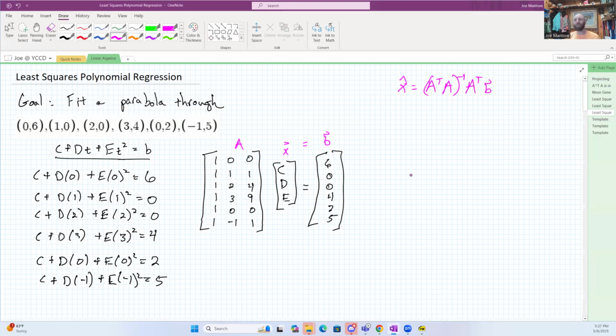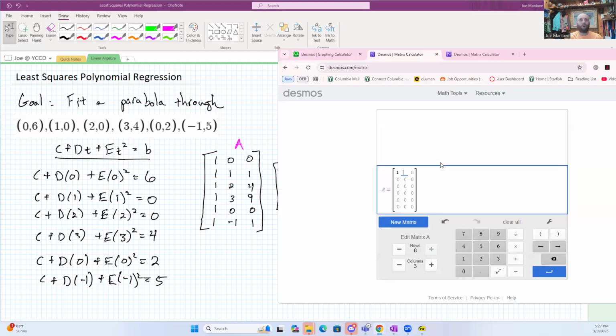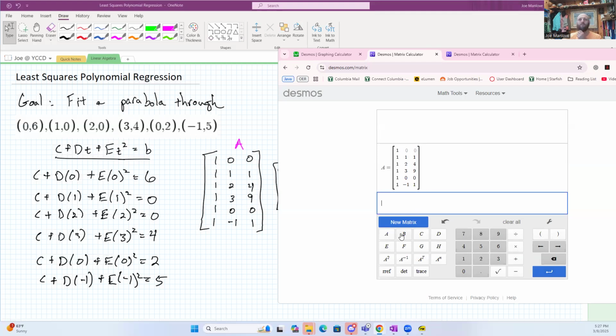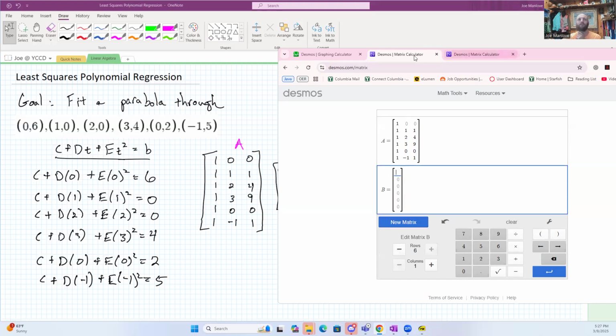And this one's too annoying for me, so let's punch it into Desmos. I've got my Desmos matrix calculator over here, and I just need to punch in this matrix. So it's 1, 0, 0, 1, 1, 1, 1, 2, 4, 1, 3, 9, 1, 0, 0, 1, -1, 1. And my matrix B, that vector, is a new matrix with 1 column and 6 rows.